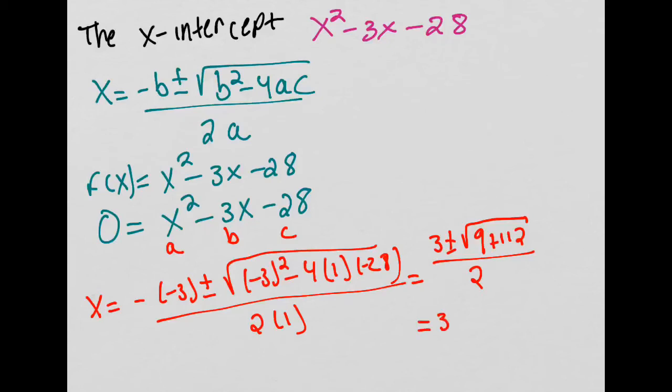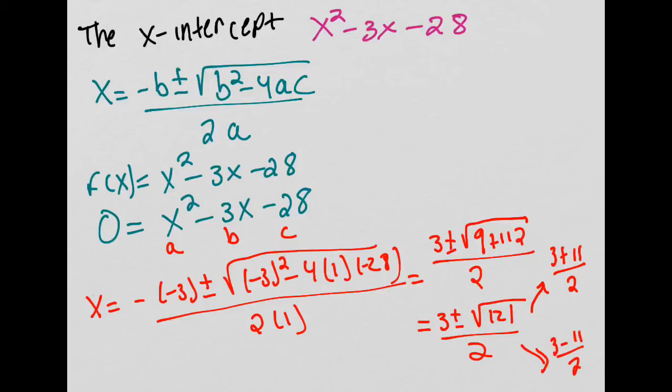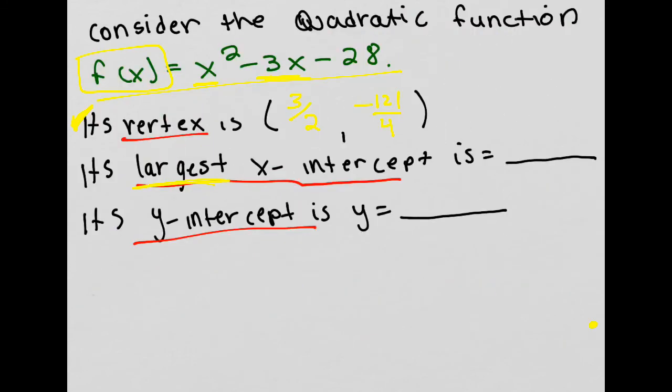Simplify that a little bit. 3 plus or minus the square root of 121 over 2. And here, I'm going to break this into 3 plus square root of 121, which is 11, over 2. And here, 3 minus 11 over 2. So here, 3 plus 11 is 14, divided by 2 is 7. 3 minus 11 is negative 8, divided by 2 is negative 4. So here you have your two x values, 7 and negative 4. Now recall, the question wants the largest. So between 7 and negative 4, the largest is 7.